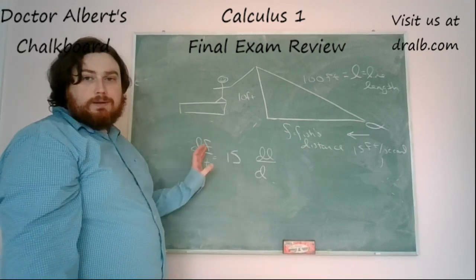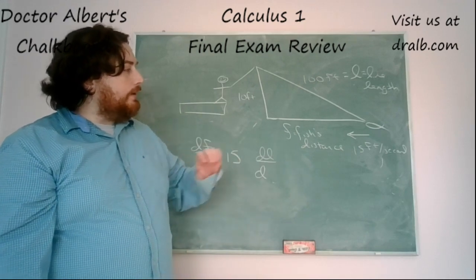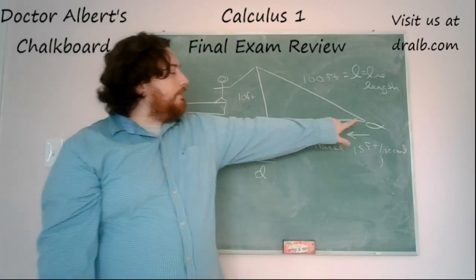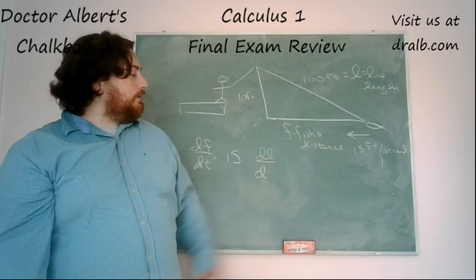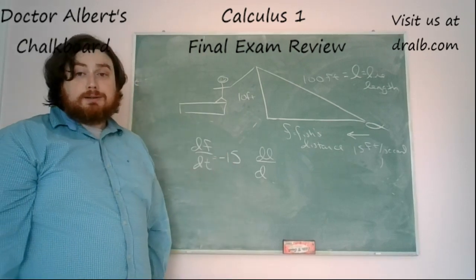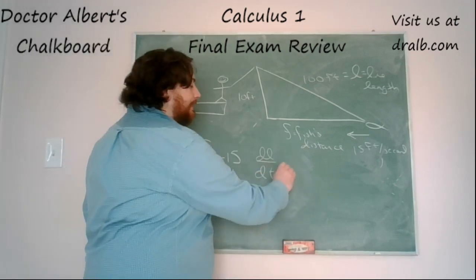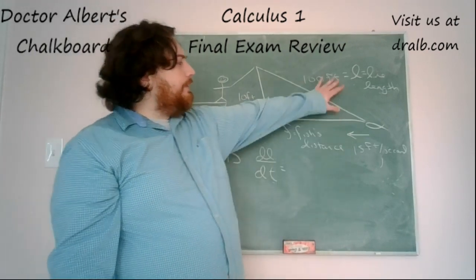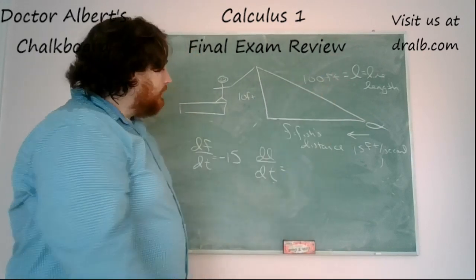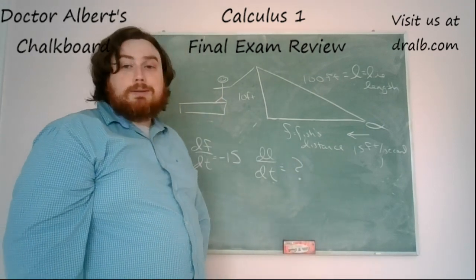Now I need to be careful here. I want to know is it a positive or negative 15? And the way I figured that out is, is F getting bigger or smaller? Well, the fish is getting closer to me, so F should get smaller. And because it's smaller, dF/dt should be negative. Now, dL/dt isn't given to me anywhere in here. It doesn't tell me, but that's actually what it was asking for. So I'm going to write that down as my question mark and say that's what I need to find.